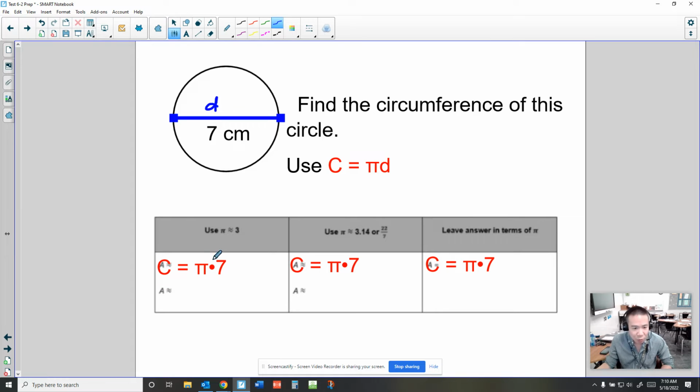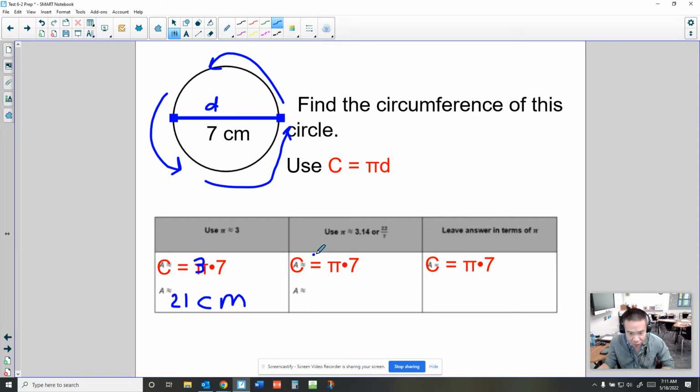What happens if I want to find a numerical answer using pi is approximately 3? So if I replace this pi with 3, times 7 is 21 centimeters. That means there are 21 centimeters around the circle. What if I want to be a little more accurate and instead of using an estimation of 3, use 3.14?